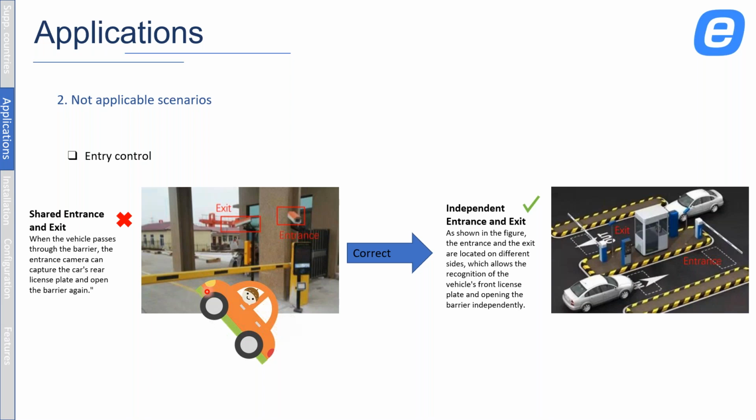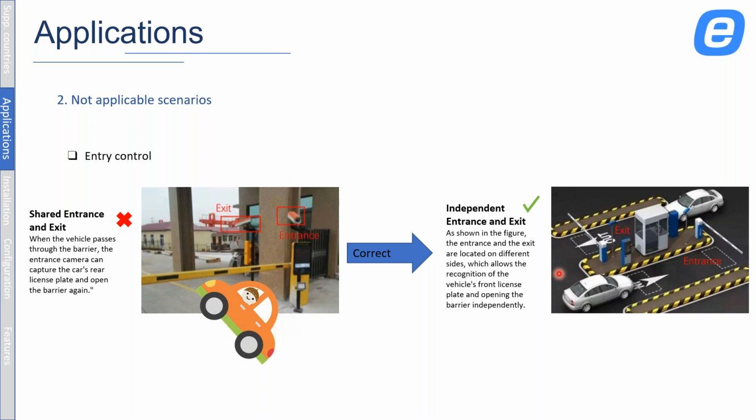So the correct way is to have one for an entrance. So the car is coming in and the barrier will lift up and the car will pass. And then one for exit, where the camera will recognize the license plate and the barrier will lift up. So you don't have traffic going in and traffic going out.